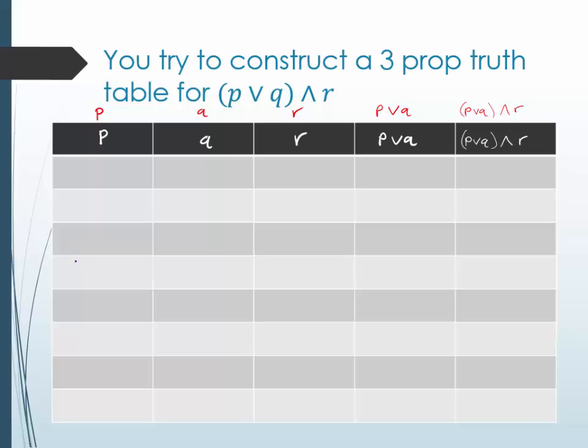Here we go. First column is true, true, true, true, false, false, false, false. And then we have T, T, F, F, T, T, F, F. And then we have T, F, T, F, T, F, T, F. And now we get to the good stuff.